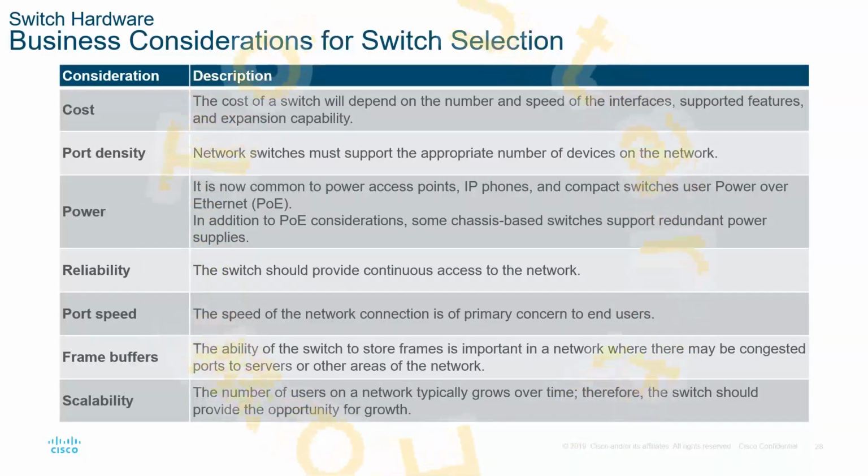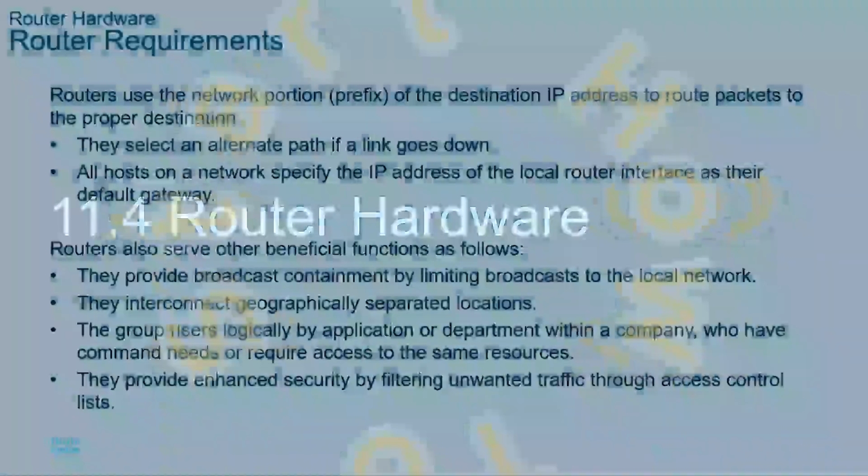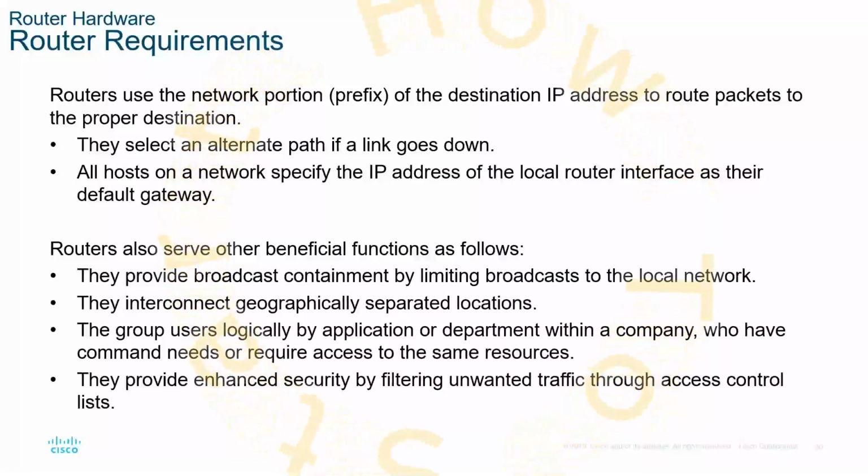So now that we talked about switches, we can talk about routers. So, router hardware. Routers use the network portion, normally a prefix of the destination address, to properly select the destination. So if a link goes down, an alternate path should become available. All hosts on the network will specify the IP address of the local router's interface as a default gateway. We already know that. We understand how default gateways work. We understand that the interfaces can be a physical interface or a virtual interface.